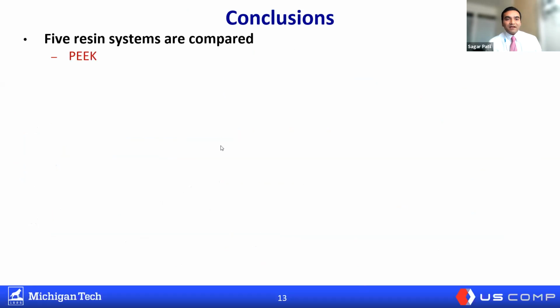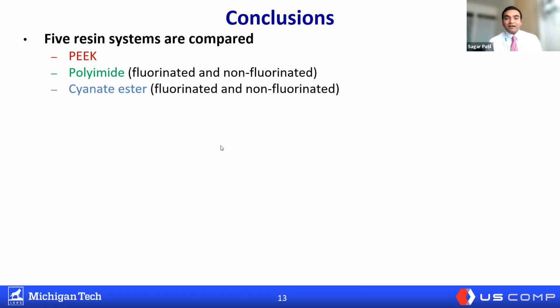So we have 5 different comparisons between 5 different polymer systems: PEEK, polyimide, and cyanide esters. Of which PEEK offers the highest and strongest interaction of them all because of its ability to align flat with the flattened CNTs.